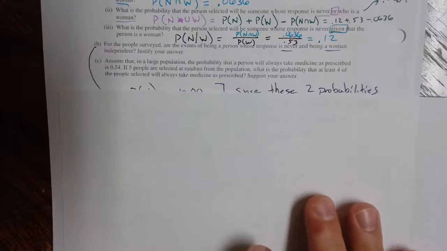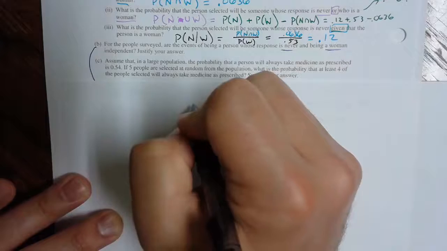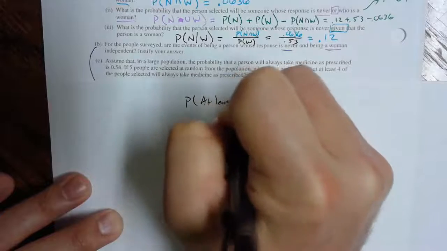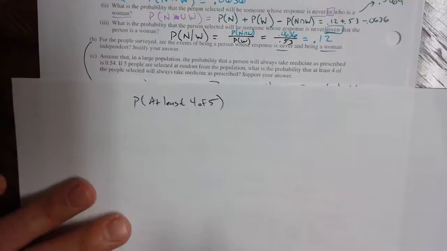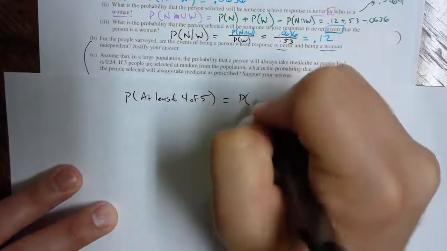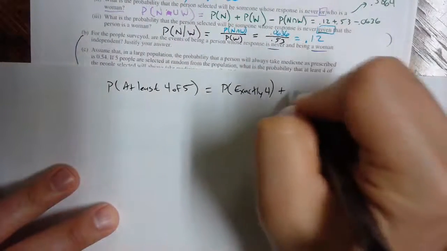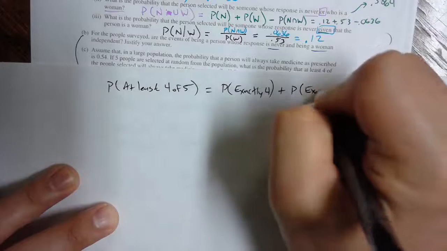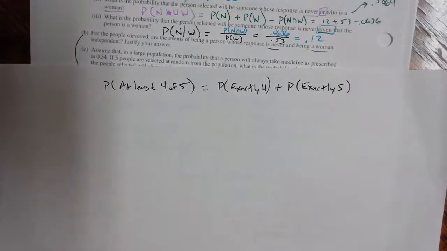So if we want to do part C on its own, we do have the binomial facet here, and if we want to find the probability of at least 4 of 5, what we're going to have to do here is find the probability of exactly 4 and add it to the probability of exactly 5 who always take their medicine.